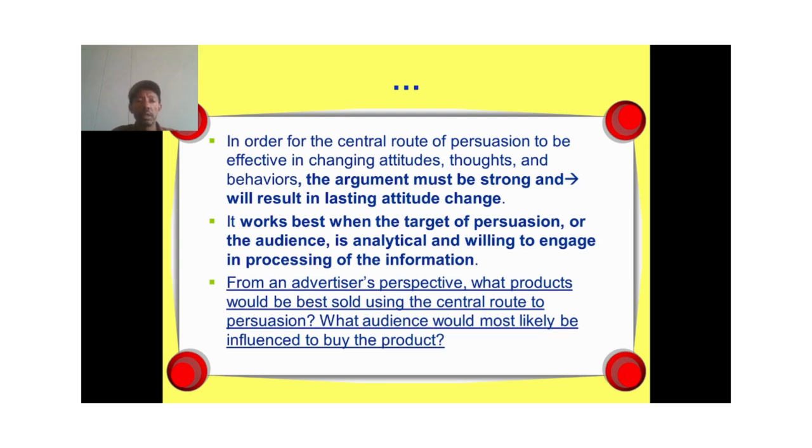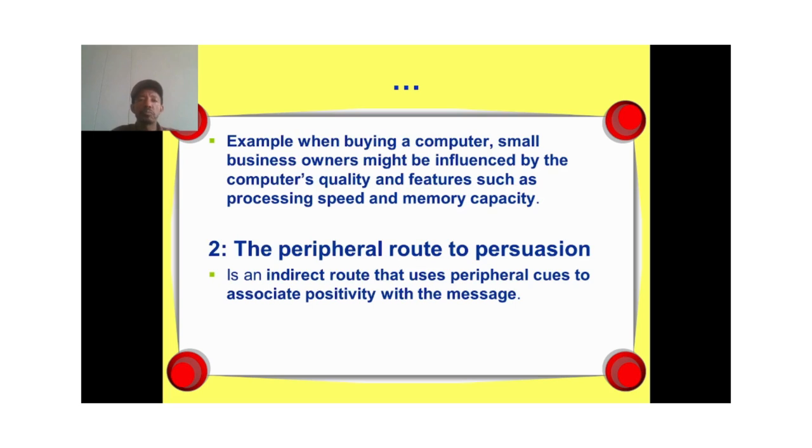አቲቲዩድ ስንል እንግዲህ እንደተወያየነው ኮግኒሽን፣ ኢሞሽን፣ ቢሄቪየርን ያጠቃልላል። So for example, when buying a computer, small business owners may be influenced by the computer's quality, such as processing speed, memory capacity. These are based on scientific evidence.